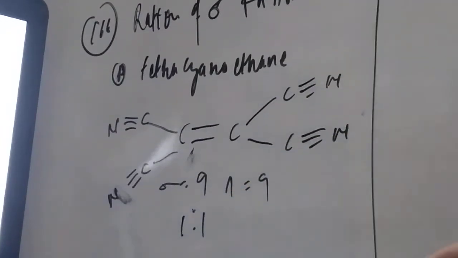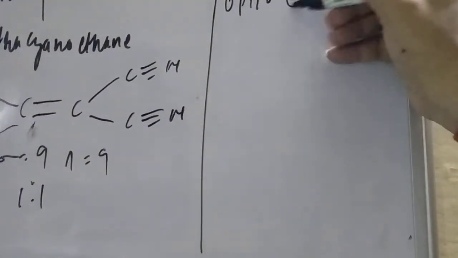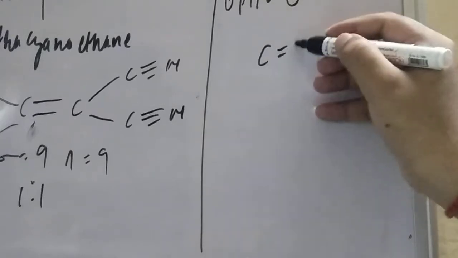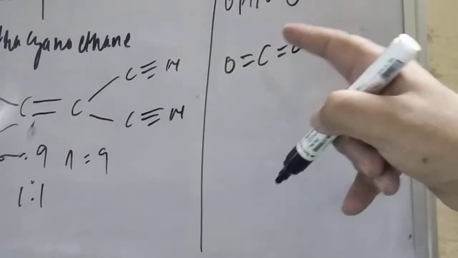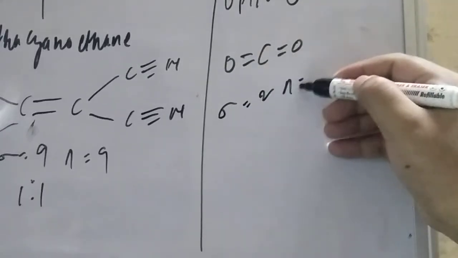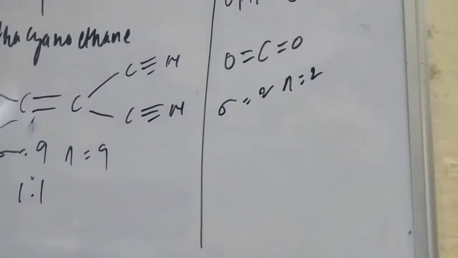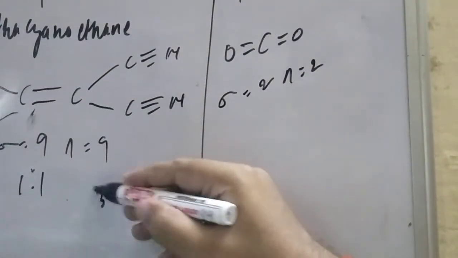Now let us check option number 2, student. Option B is carbon dioxide, C double bond O and C double bond O. Each double bond contains 1 sigma and 1 pi. So sigma bond equals 2 and pi bond equals 2. Now let us move to option number 3.